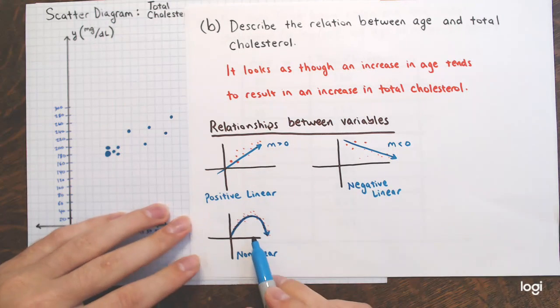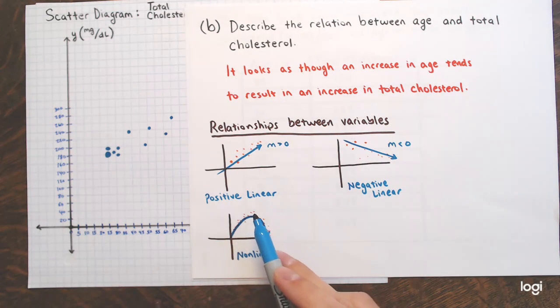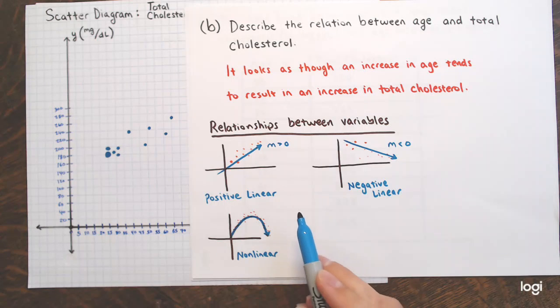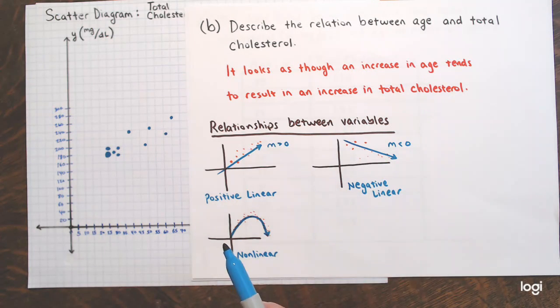There's still a relationship, right? You can still see there's clearly a pattern. The points seem to be following along this parabola shape here. So there's clearly a pattern, or maybe even a circular shape or something, right? There's some shape other than a linear one. There's clearly a pattern, but it's non-linear.